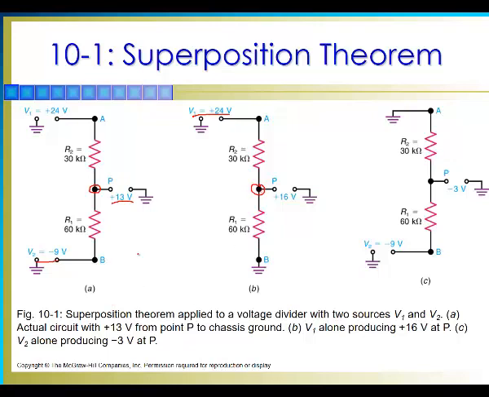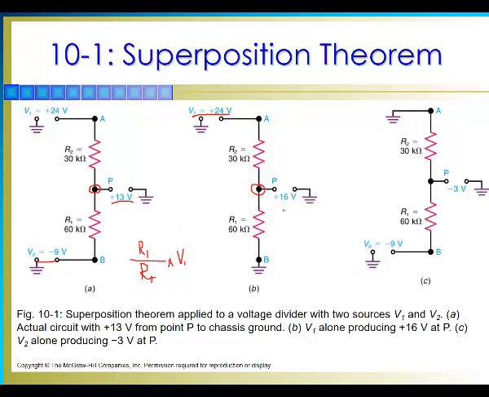Or we can just remember that if we have this type of circuit right here, we have a voltage source and two resistors in series. To find the voltage here, we can say that this is going to be R1 divided by RT, and then multiply by V1 in this case, okay? And this will give us the voltage at this point P of 16 volts.